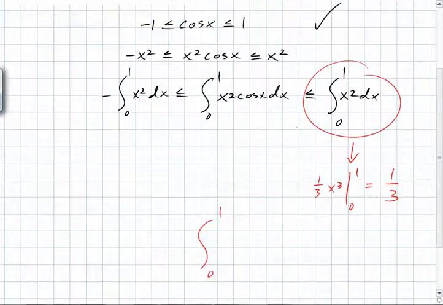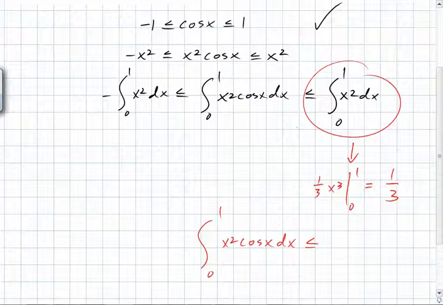So what have you now shown? The integral from 0 to 1 of x squared cosine x dx has to be less than or equal to what? 1/3. You're done. You see what I mean? It's elegant. It's really cool.